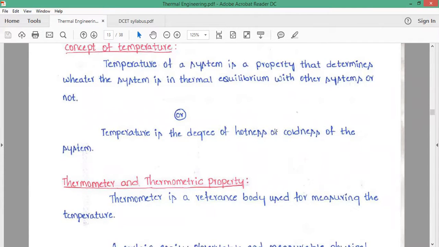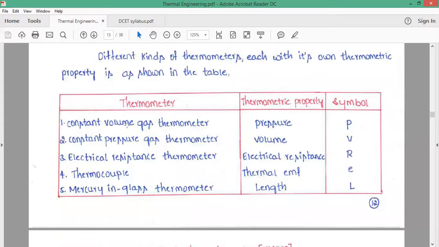Then we have the thermometer and the thermometric property. The thermometer is the device or object used to measure the temperature, and the thermometric property is the independent variable which can be used to read the temperature on the thermometer. These are the different types of thermometers we have. In a constant volume gas thermometer, pressure is the thermometric property. In a constant pressure gas thermometer, volume is the thermometric property. In an electrical resistance thermometer, electrical resistance is the thermometric property. In thermocouples, thermal EMF or voltage is the thermometric property.